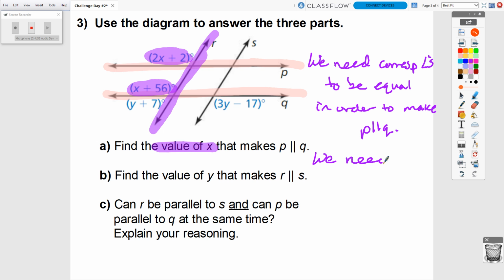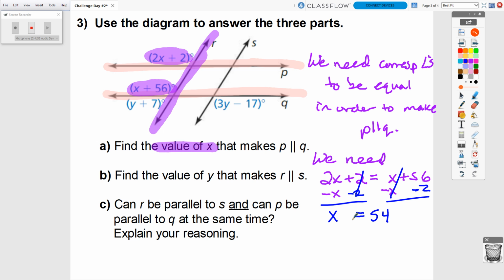So we need 2x plus 2 to equal x plus 56. Those are the corresponding angles we need to be equal, right? So let's solve for x. So let's subtract this x over to the other side. At the same time, let's go ahead and subtract this 2 over to the 56. So that cancels there, cancels there. So in the end, we've got 1x equals 54.